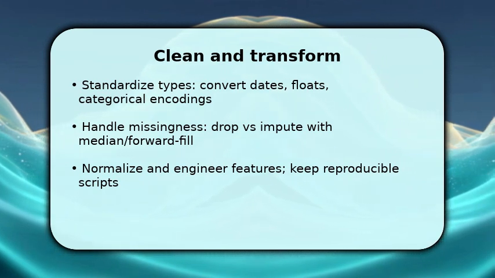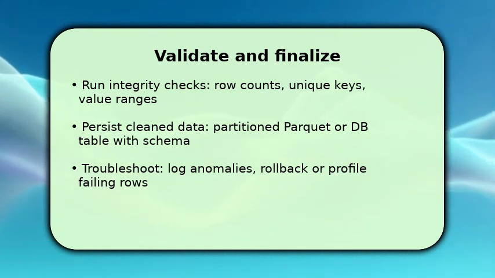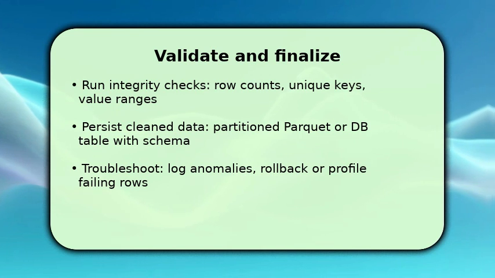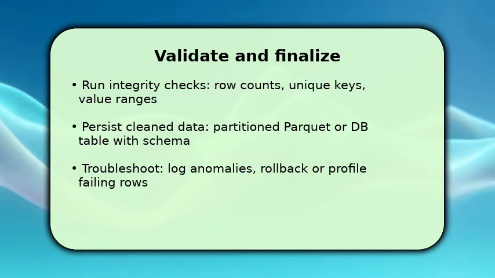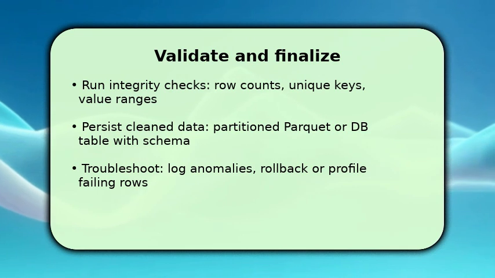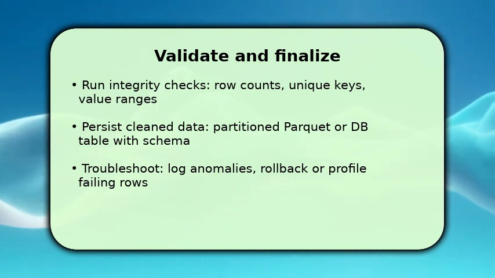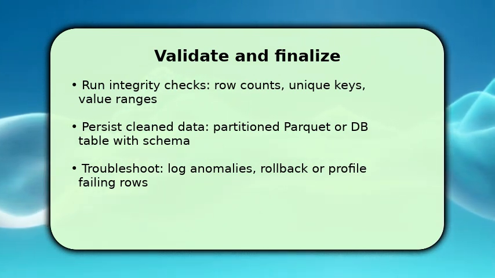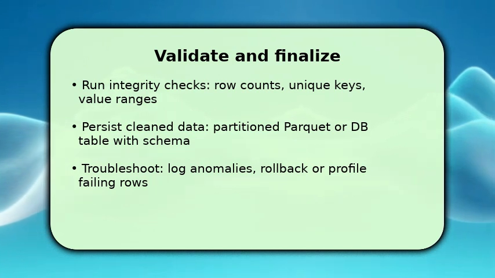You finish by validating outputs and saving a robust artifact. Execute integrity checks: confirm row counts, unique key constraints, and expected value ranges, so quality issues surface before consumption. Once satisfied, persist the clean dataset to partitioned Parquet or a database table with explicit schema and version tags to support reproducibility. If errors appear, make sure to log anomalies, profile the failing rows, and either roll back to the prior version or isolate bad partitions for reprocessing.